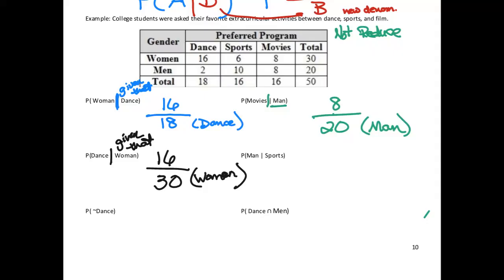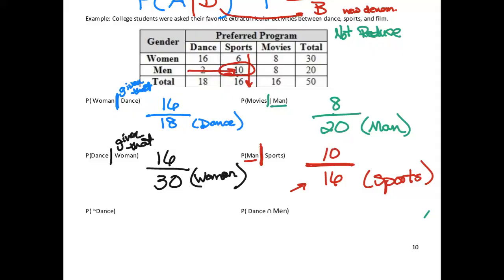And the last one right here, the probability of selecting a man given that the person likes sports. So what's that new denominator? What's my new denominator here? 16. Think of this vertical line as your vertical line that falls to be horizontal. And then 16 is your new bottom. Of all sports fans, how many of them are men? 10. So that is 10 out of 16.